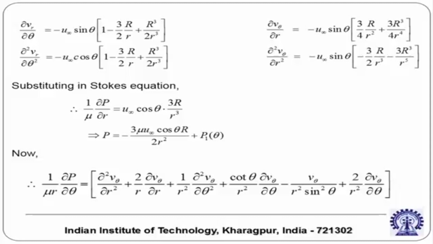All the terms when substituted, you will get 1 by mu del P del r is equal to u infinity cos theta into 3 capital R by r cube. Now, if you integrate it with respect to r, then P is equal to minus 3 mu u infinity cos theta into capital R by 2 small r square plus a function of theta, which we call P1 theta. Similar to the r momentum equation, you can appeal to the theta momentum equation to integrate P with respect to theta. The theta momentum equation is written in the bottom of this slide.